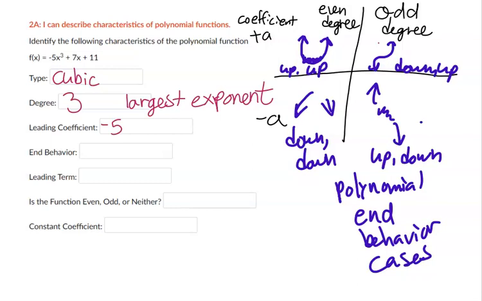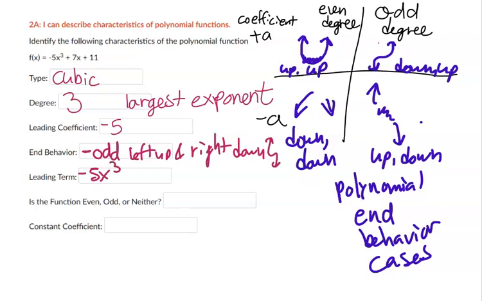So by looking at this, we know we have a negative leading coefficient and we have an odd degree. So we're going to look at our chart, negative coefficient, odd degree. We have up, down. We have left, up, and right, down. And the graph will look something like this. The leading term is negative 5x cubed.